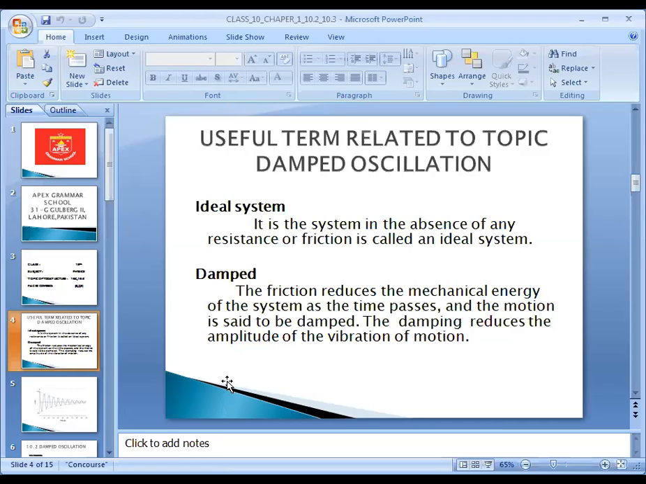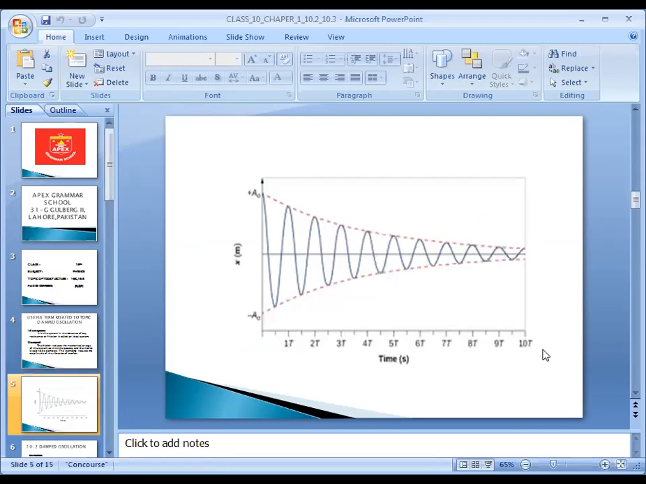The next useful term is damped. What does damped mean? The friction reduces the mechanical energy of the system as time passes, and the motion is said to be damped. The damping reduces the amplitude of the vibration of the motion. I will give you an example. We will show you the graph for this.